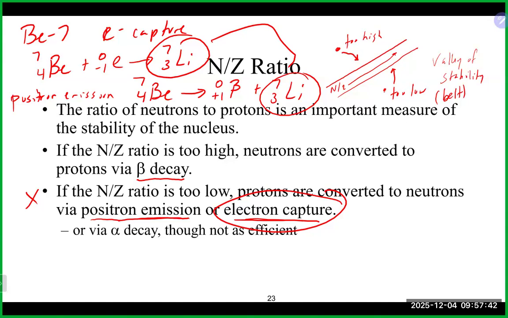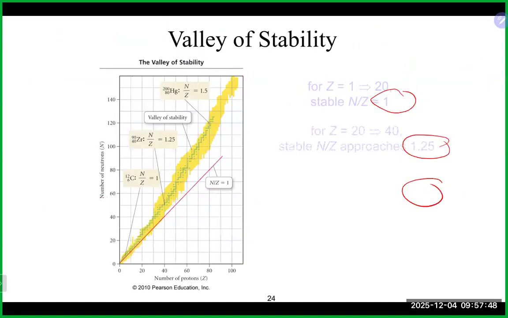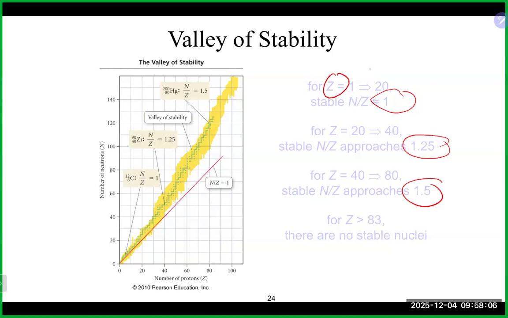So let's talk a little bit about how do we know sort of what's a good ratio, what's a bad ratio. And like I said before, the valley of stability is also sometimes referred to as the belt of stability. And again, that's sort of a nice stable arrangement of neutrons and protons. And it is sort of based on atomic numbers. So if you have an atomic number that runs from 1 through 20, a stable ratio is going to be 1. If your atomic number runs from 20 to 40, your stable ratio is going to be 1.25. And if you go from 40 to 80, you're looking at 1.5 in terms of your stable ratio.